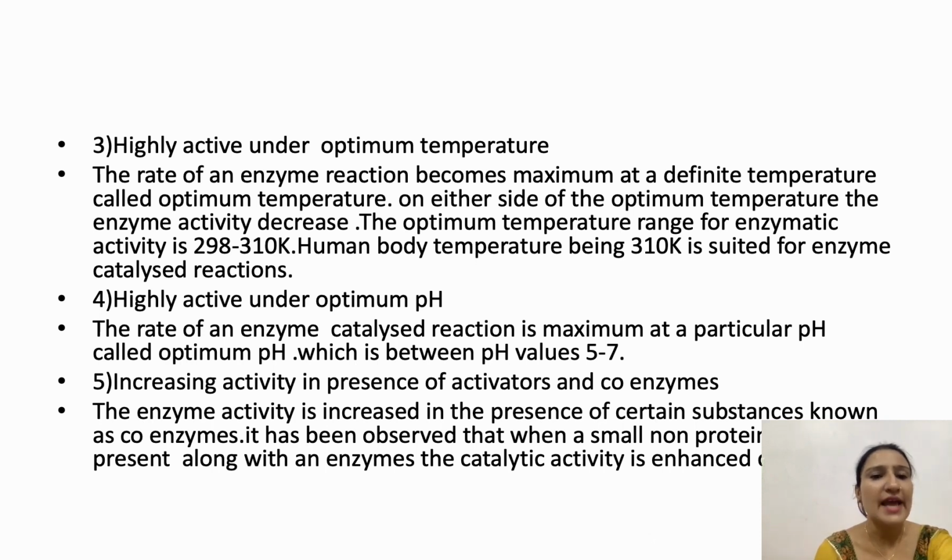Next is highly active under optimum pH. The rate of an enzyme catalyzed reaction is maximum at a particular pH called optimum pH, which is between pH value 5 to 7.